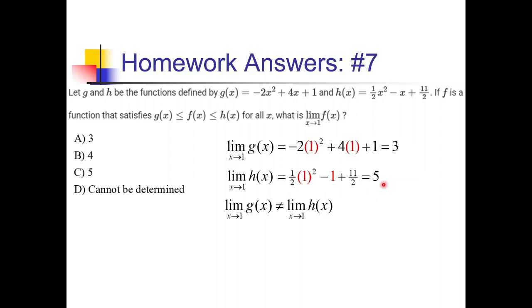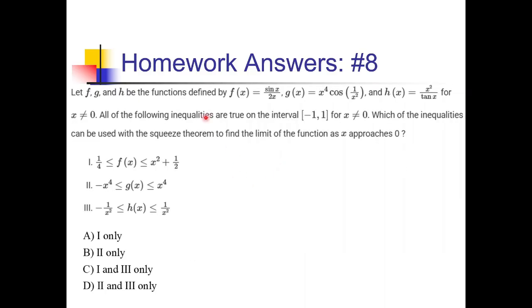Because we can't pick a single value, we would say that limit does not exist, or at least, it might exist, but we can't determine it. So that means we're going to have to pick D. And just to really emphasize, we're not saying the limit of f doesn't exist, just that we can't find it with the information that they gave us here.